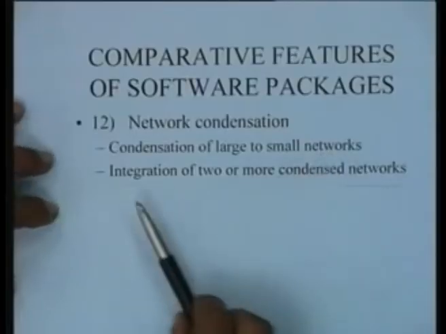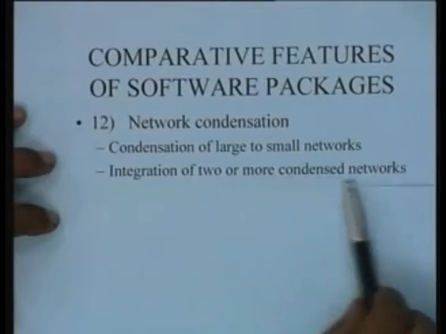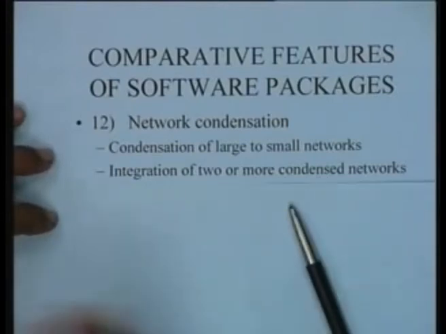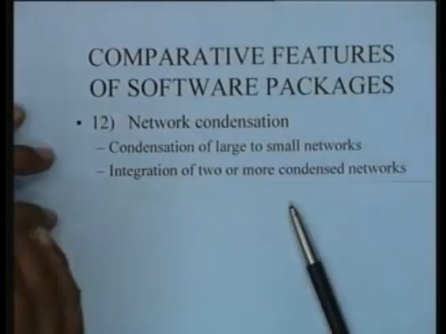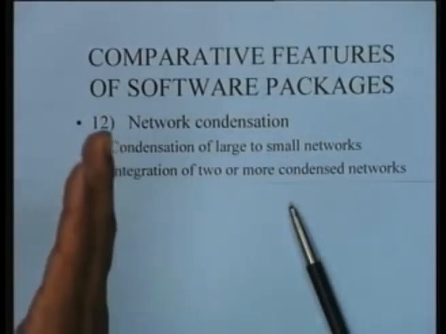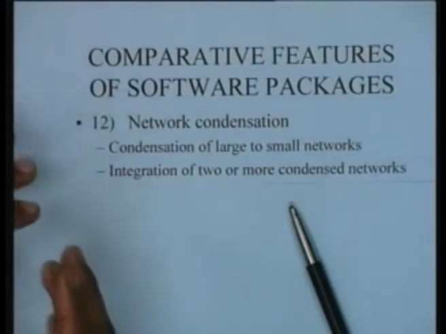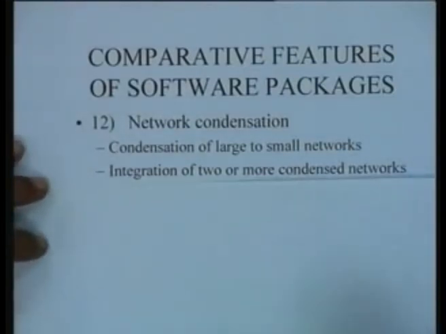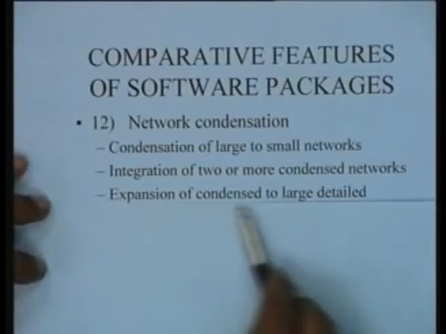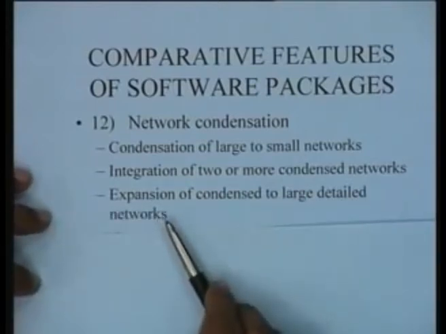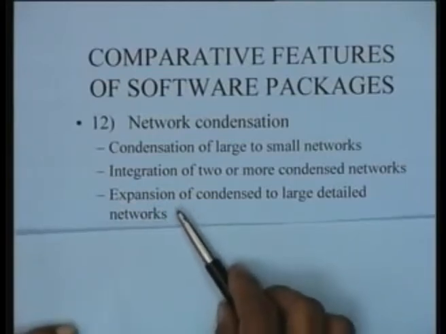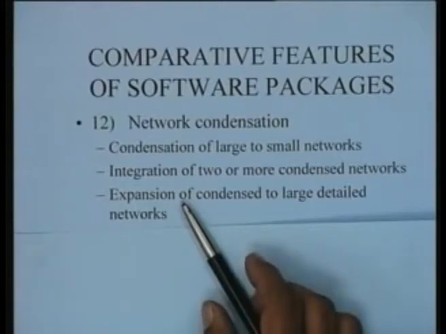It could be useful for not only condensation of large to small networks, but it could be useful for integration of 2 or more condensed networks. You could take a small portion of one network, small portion of another network, put it together and make a new network out of that. That kind of facility, do you have? That's called network condensation essentially, and then the expansion of the condensed to a large detailed networks. Because this would allow people to work in modules, in modular. This kind of thing is becoming very, very popular, right?